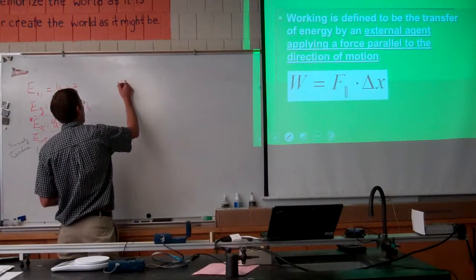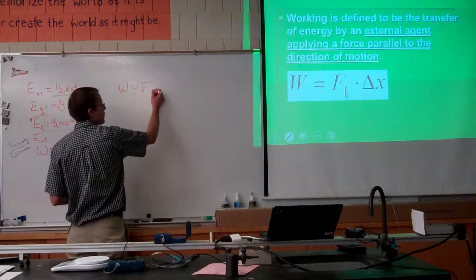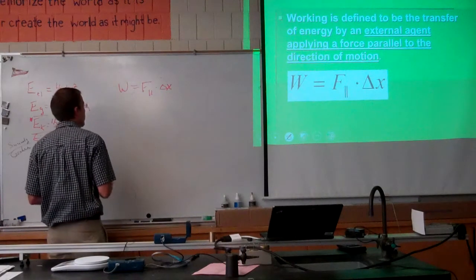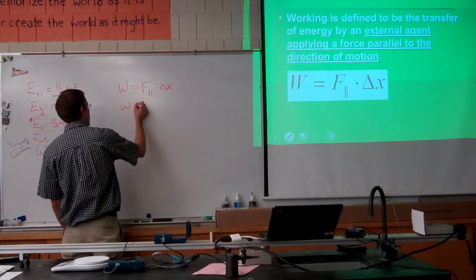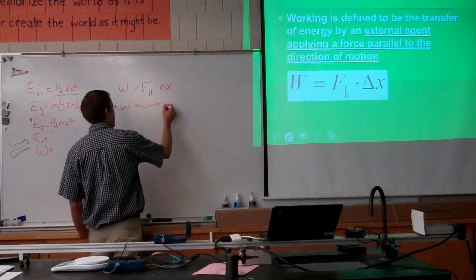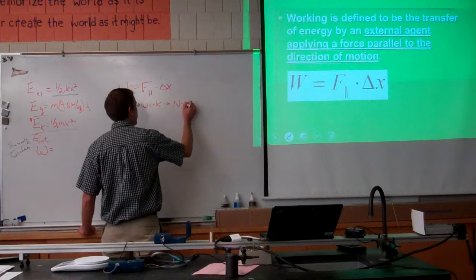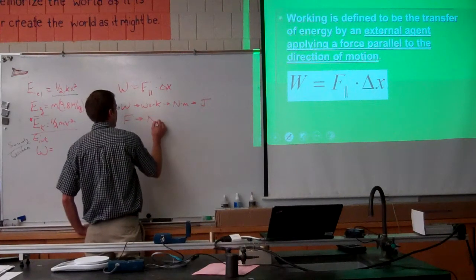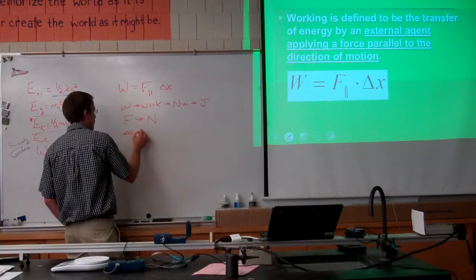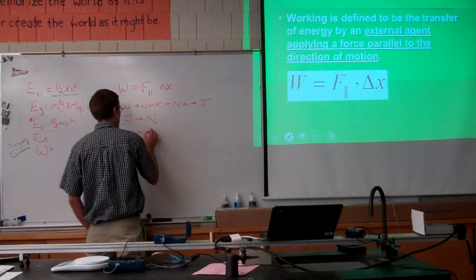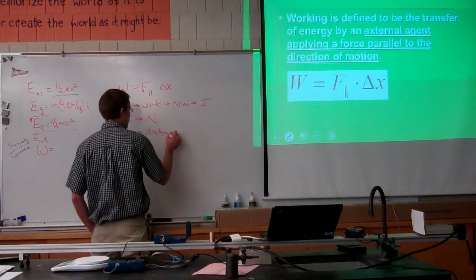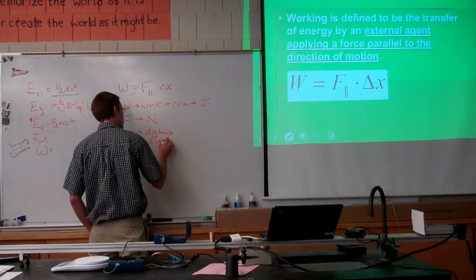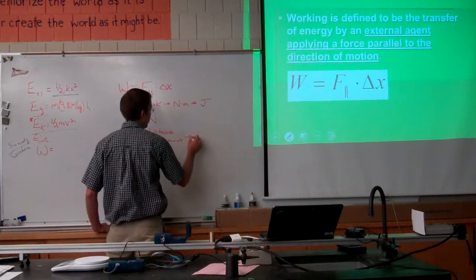So work is equal to force parallel times your delta x, which is your displacement, or how far you move. So that's work. The unit for that is newton meter, which simplifies to a joule. Force is in newtons, and delta x is distance or displacement, and the unit for that is meters.